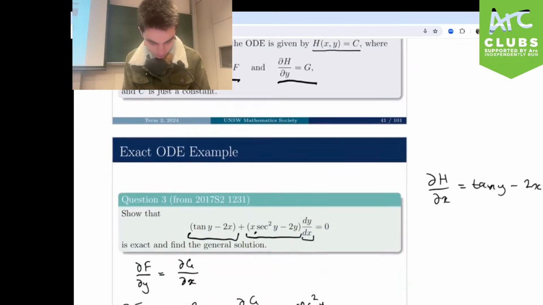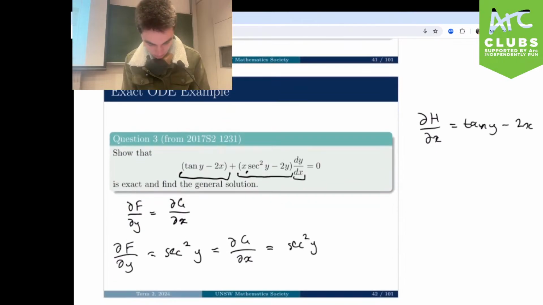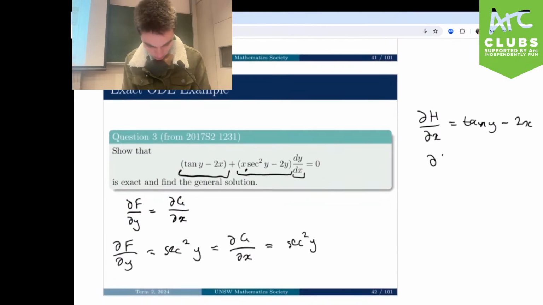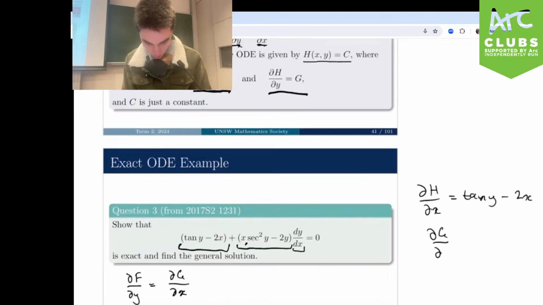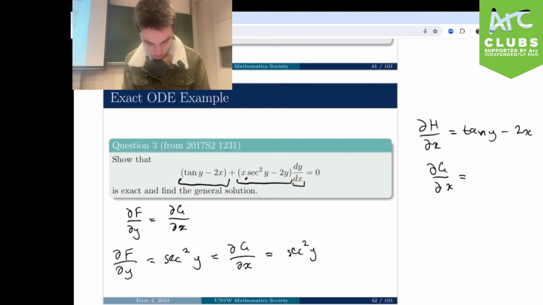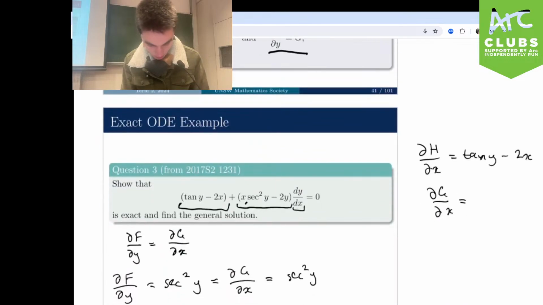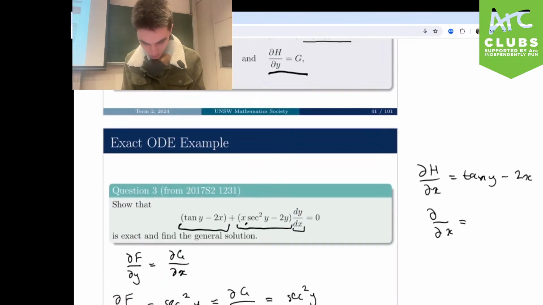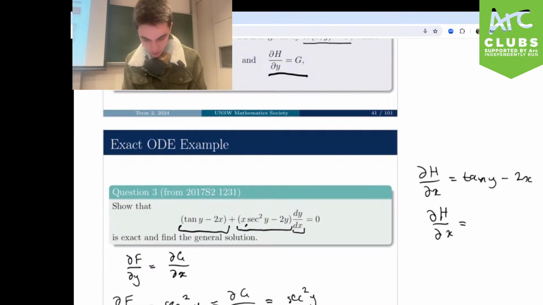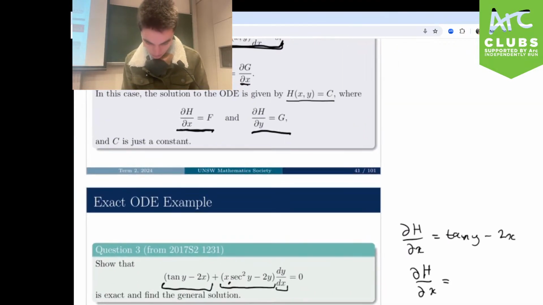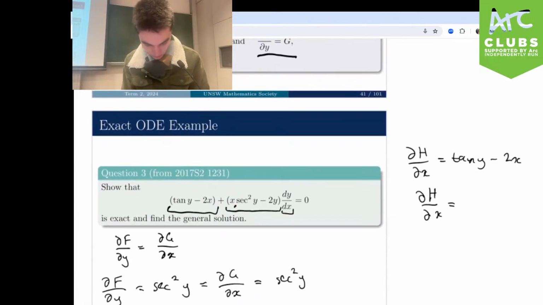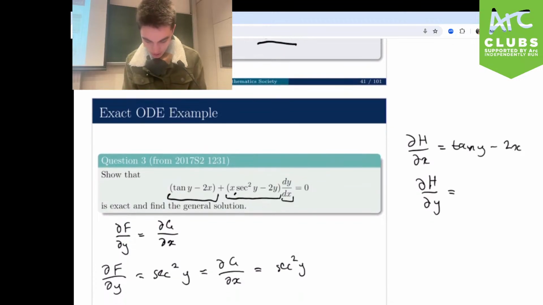And we know that the partial derivative of h with respect to y is equal to g, and g in this case is x sec squared y minus 2y.